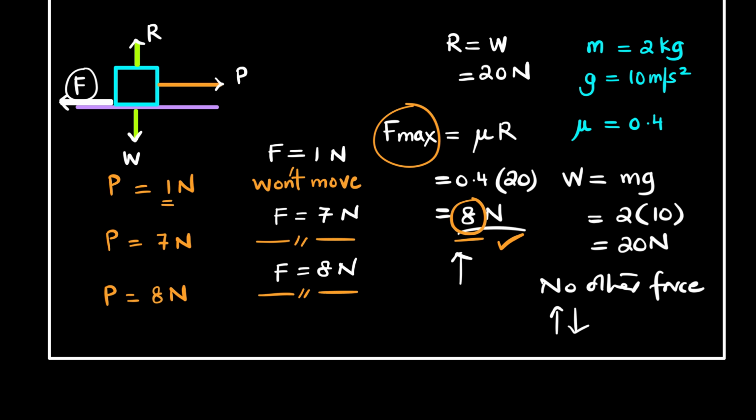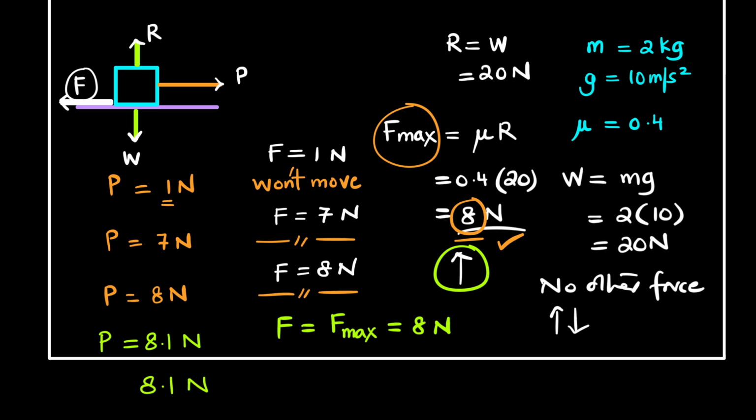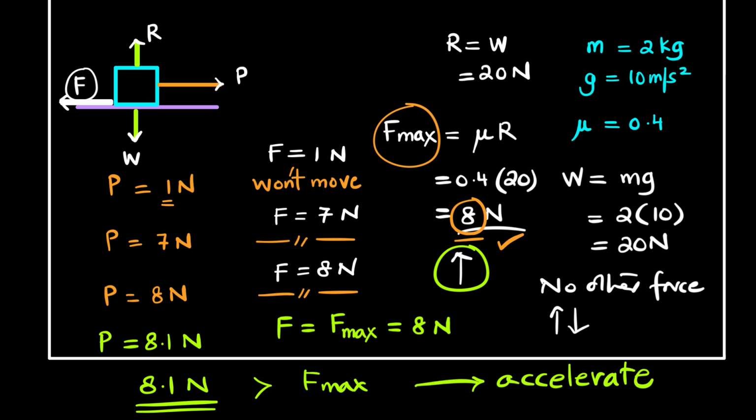What if the value of P is 8.1 Newton? Now the frictional force will have reached its limiting value, its maximum value, that is 8 Newton. It cannot increase any further. Since 8.1 Newton is greater than Fmax, applied force is greater than Fmax, therefore the particle will move, the particle will accelerate.